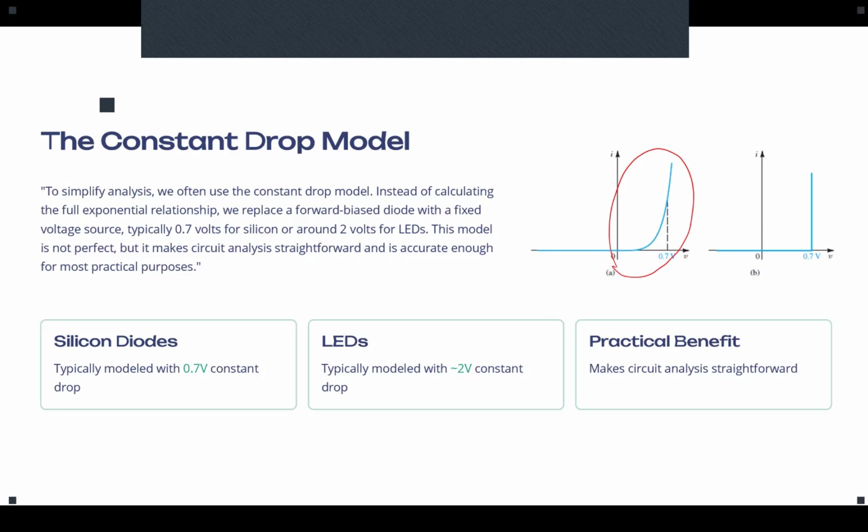Correct? So that means the current is not independent of the voltage. It would grow as a function of the voltage across the diode. But the slope of this line is so high that we can simplify it by considering a constant drop model. We can simplify it by considering like a vertical line. Okay, that would make our life much easier.